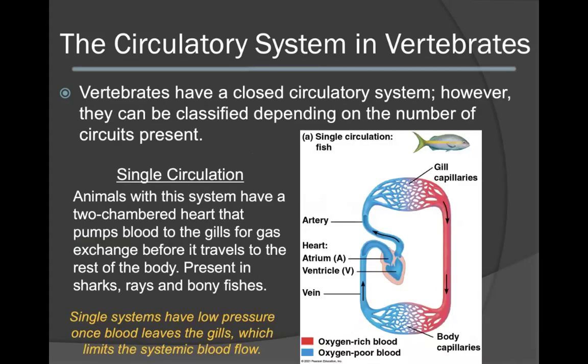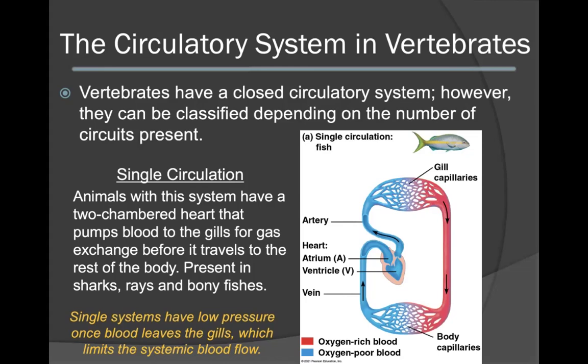Vertebrates have closed circulatory systems. However, they can further be classified depending on the number of circuits that are present. In a single circuit or single circulation circulatory system, there will be a two-chambered heart present. This two-chambered heart will pump blood to a respiratory surface such as gills for gas exchange before the blood will then travel to the rest of the body. This type of system is present in sharks, rays, and bony fishes.